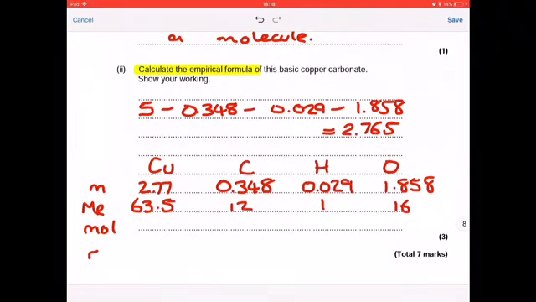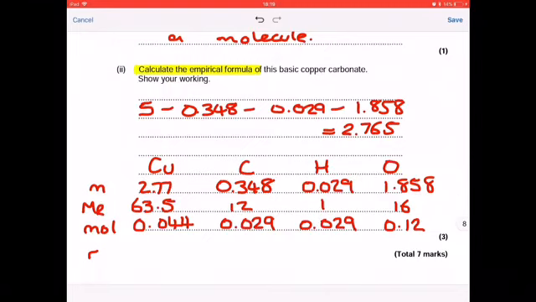And then you're just going to divide each set of numbers in order to calculate the moles. So for copper, if you divide those two, what you should end up with is 0.044. Carbon, 0.348 divided by 12 should get you 0.029. Hydrogen is also 0.029. And then oxygen is 0.12. So you can see those different moles there, and then we have to turn it into a ratio.